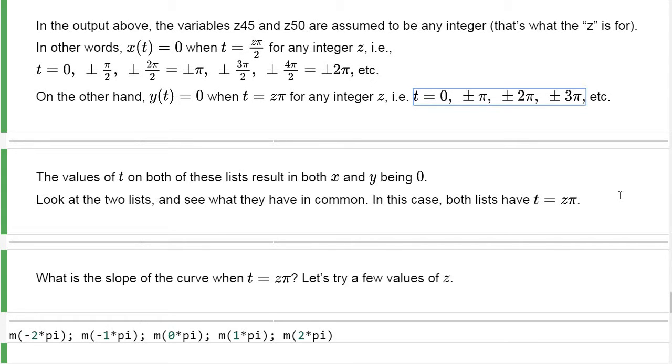Now what we want are the t values that show up on both lists. So we're just going to compare this list of t's where x is 0 and this list of t's where y is 0 and see what numbers are on both lists. And it so happens in this particular case that all the numbers on the y list happen to be on the x list as well. So this list of numbers is the answer, where both x and y are 0 at the same time. So z times pi, all those points give us the origin, 0, 0.